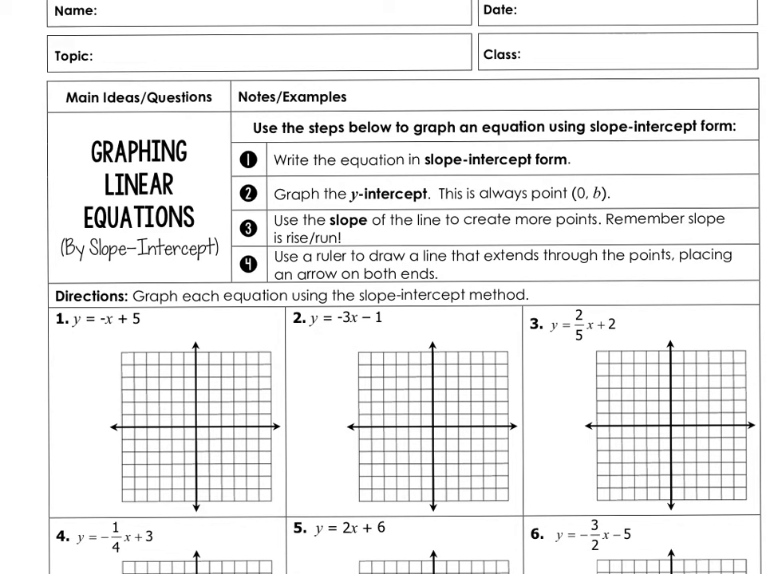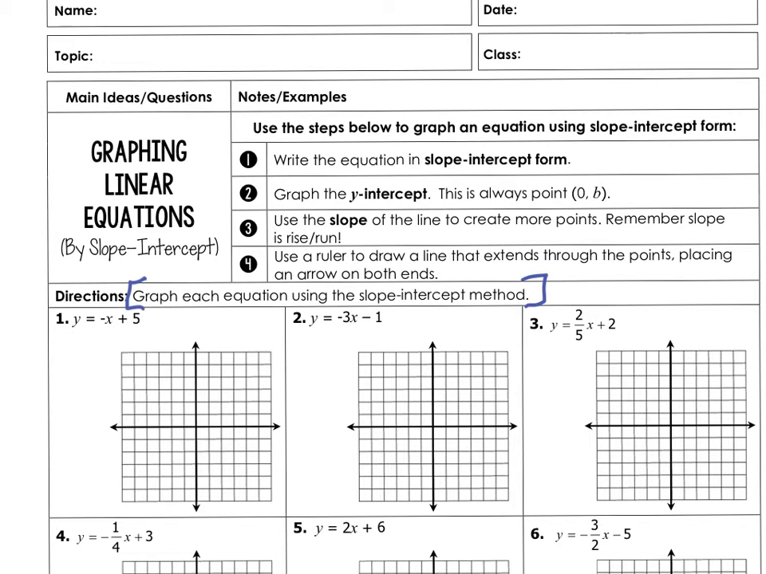And really, the nice thing about today is that we have these nice, easy steps up here that outline the process that we're going to take. Remember, whenever it says graph each equation using the slope-intercept method, that is the goal. That is the intended outcome. We are trying to graph or model the line.